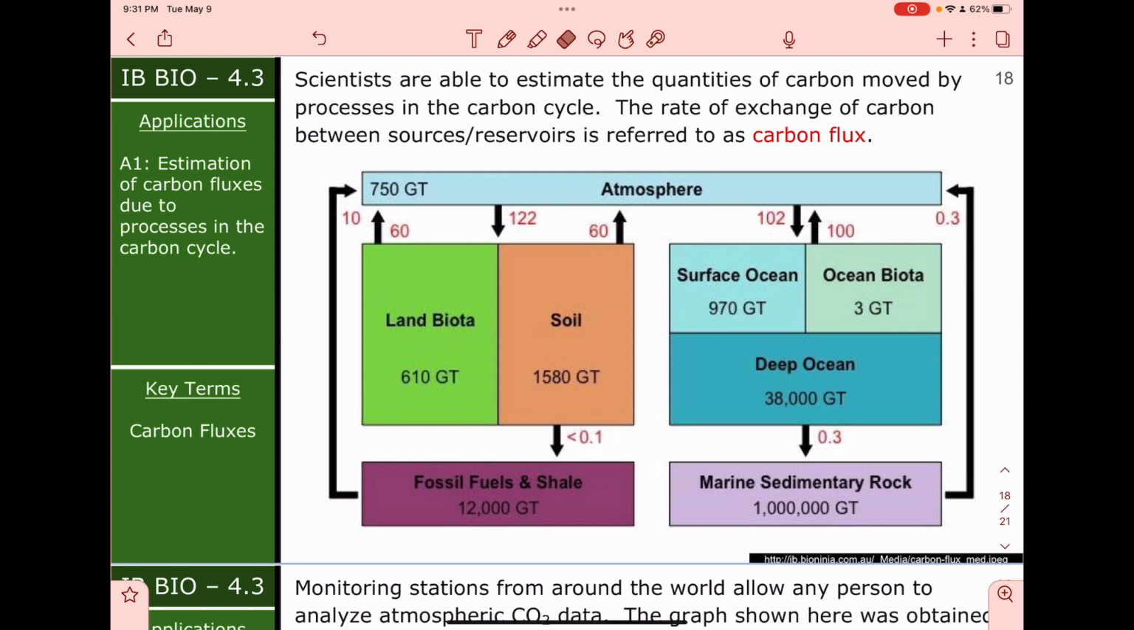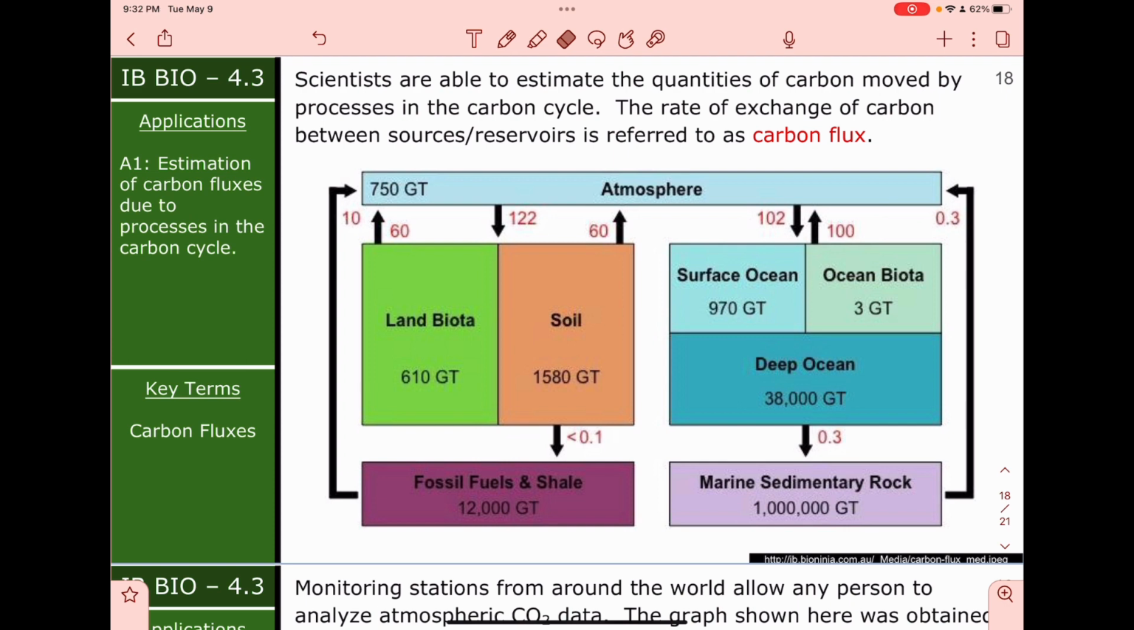So notice that these carbon fluxes are expressed in gigatons. And that is because there is so much carbon. We're talking about such large volumes of carbon. The only way they can realistically talk about them is in gigatons. That's very important that you know that fluxes are measured in gigatons of carbon.